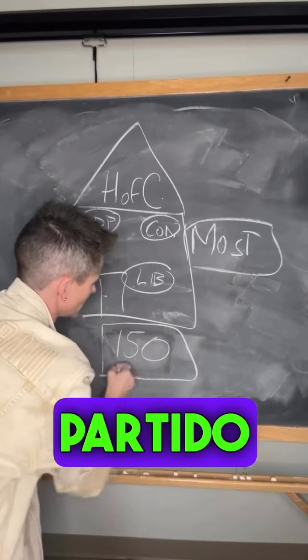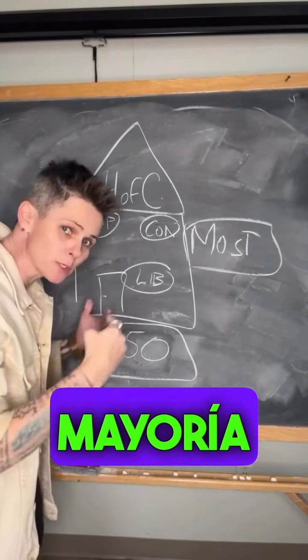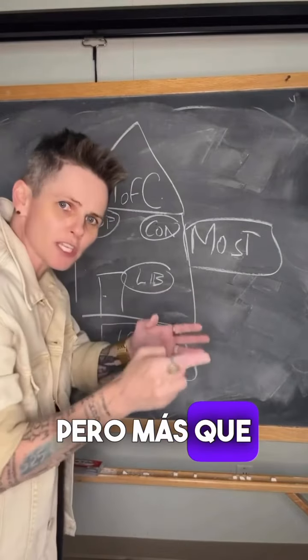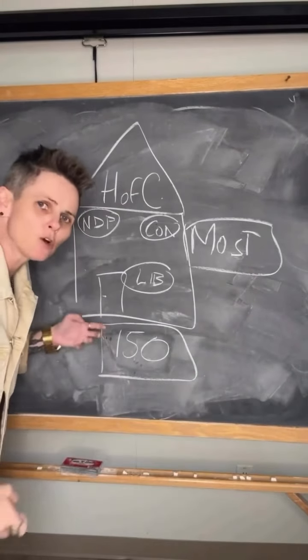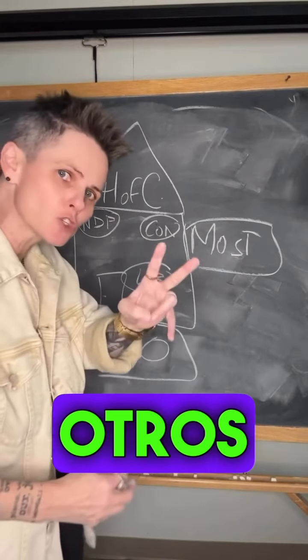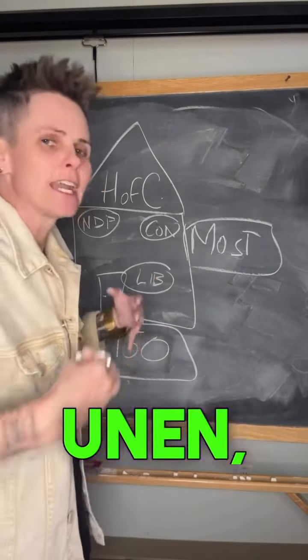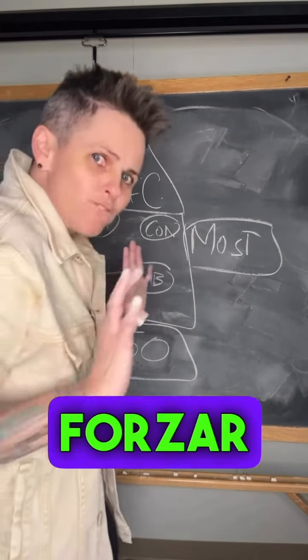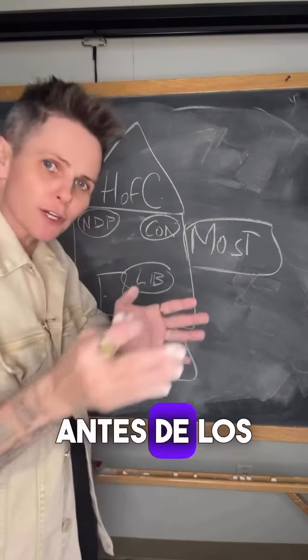If one party wins 150 seats, so not the majority, but more than any other single party, they still form government. They just form a minority government, which means if the other two political parties get together, they can outvote them. They can also force an election earlier than the 5-year term.